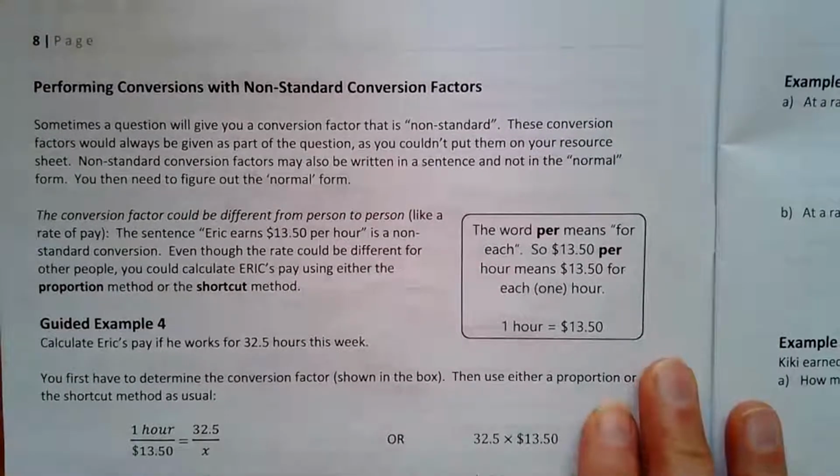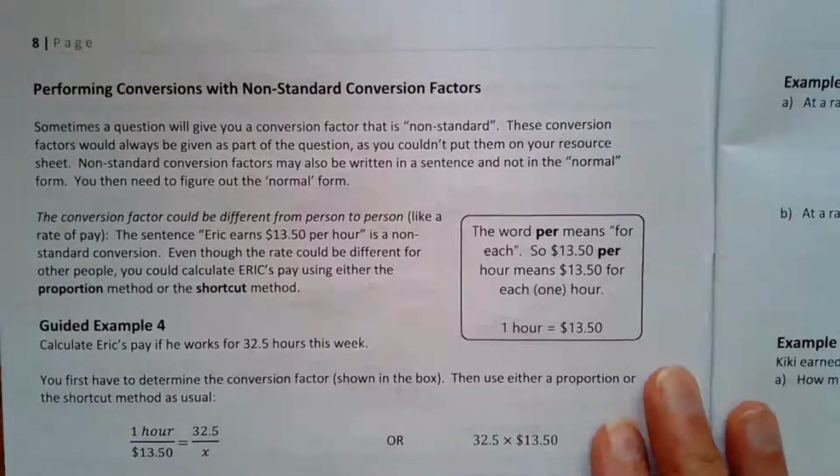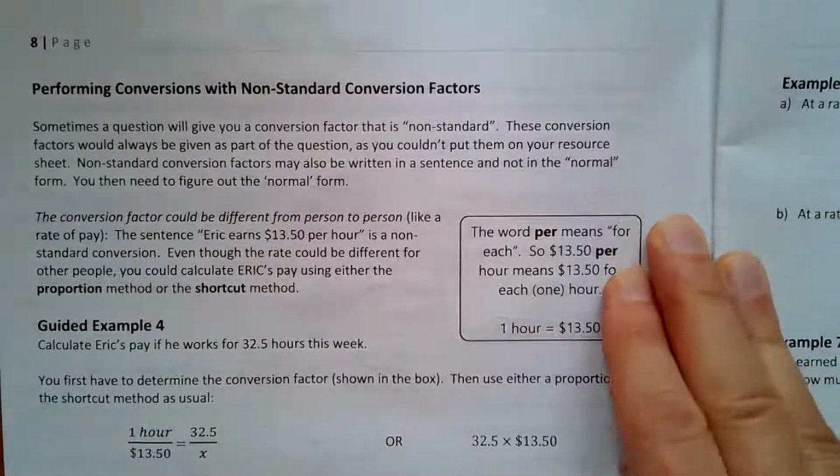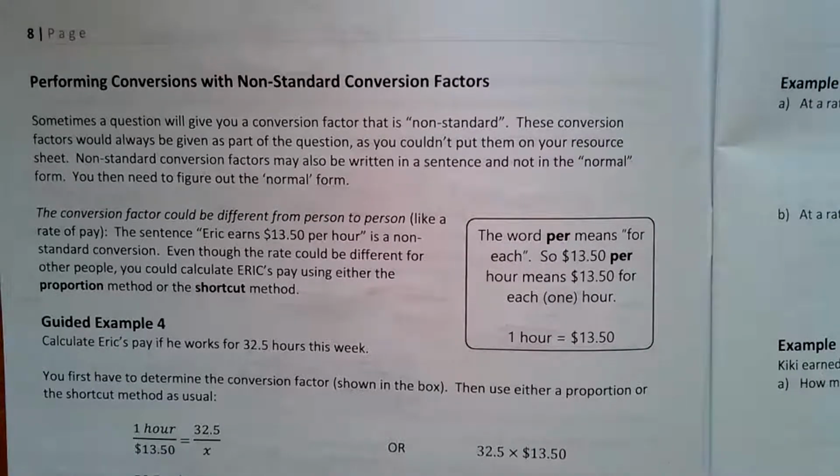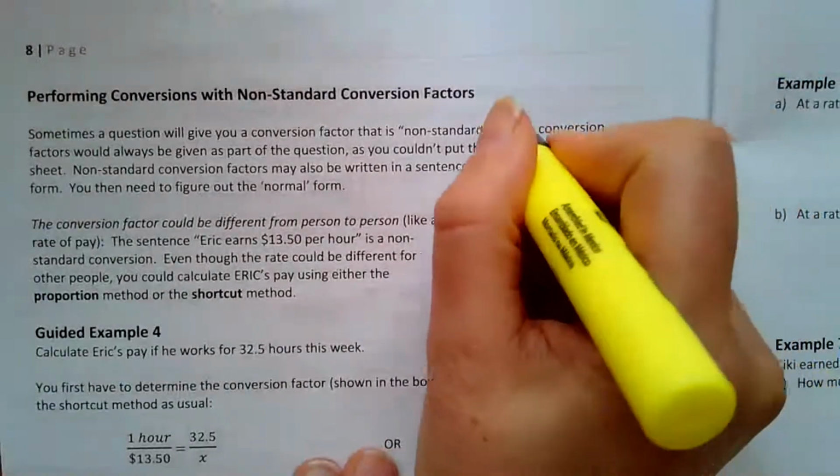So on page 8, I'm going to start talking about conversions, which we did yesterday, right? We did conversions using the cross-multiply method and then the quick way. But these are conversions with non-standard factors. What does that mean? That usually means it's going to be tough, but hopefully I'll make it not so tough. Sometimes a question will give you a conversion factor that's non-standard.